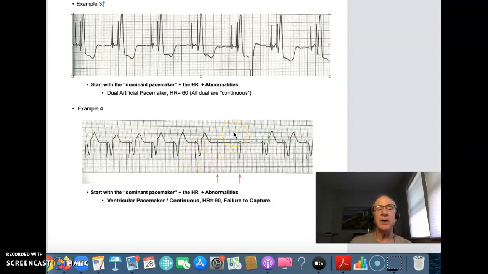Your third question, are there any other abnormalities? Yes, there are. There's a spike from a pacemaker, but there is no capture of a contraction. There's no waveform. So the energy produced by the pacemaker is not enough to generate a contraction. So your answer to this interpretation is ventricular pacemaker, continuous, heart rate of about 90, and it's a failure to capture. A little more detail in your description for ECGs that are produced by an artificial cardiac pacemaker.